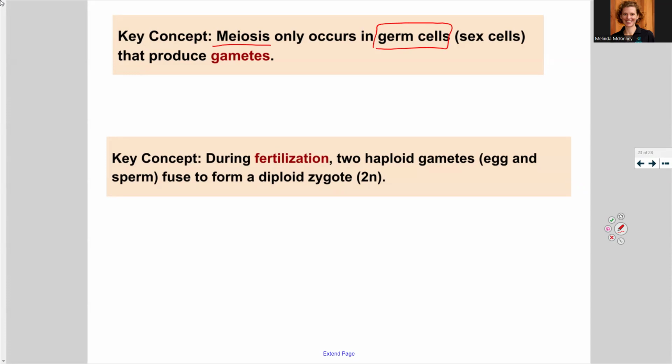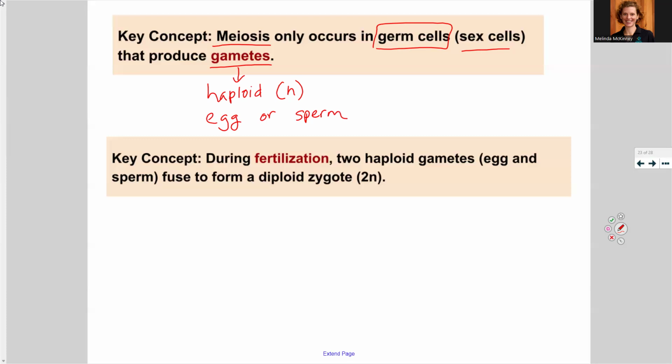Those cells are also referred to as sex cells. So those would be cells that are going to produce gametes. And gametes, these are haploid daughter cells. So they have one set of chromosomes, and they're going to be either egg or sperm. So you can have a female gamete, that's egg, or male gamete is going to be the sperm, right? Meaning the male produces the sperm, the female produces the egg.